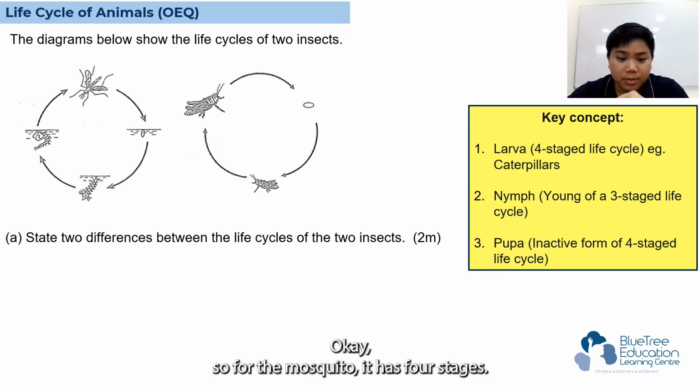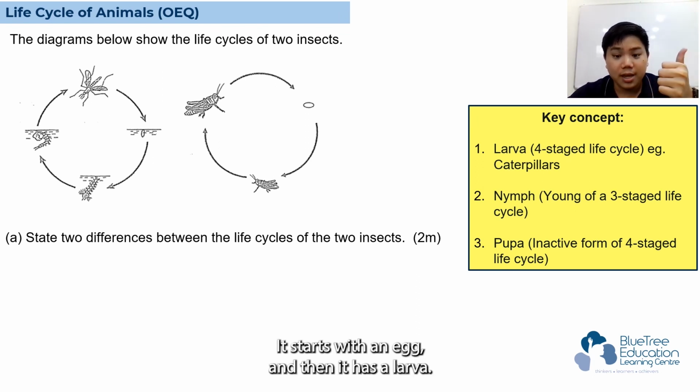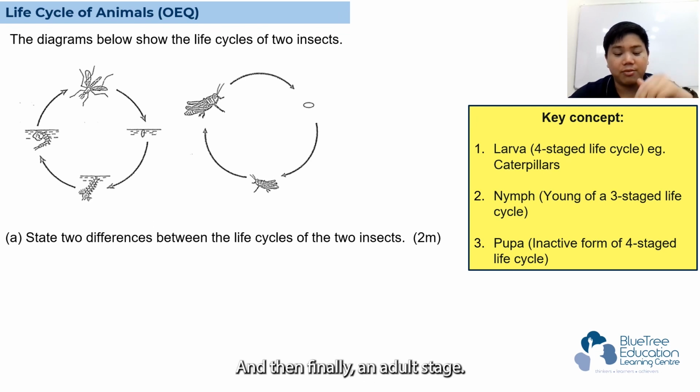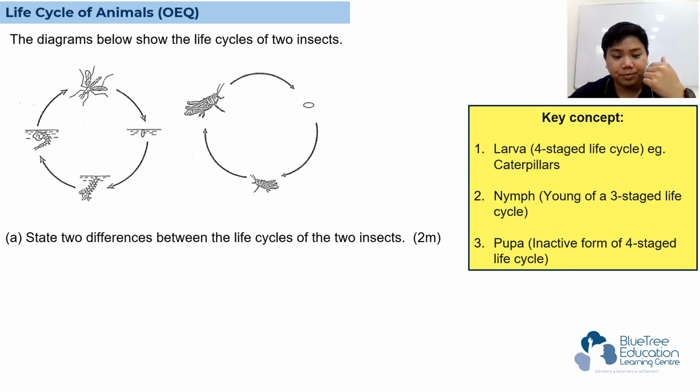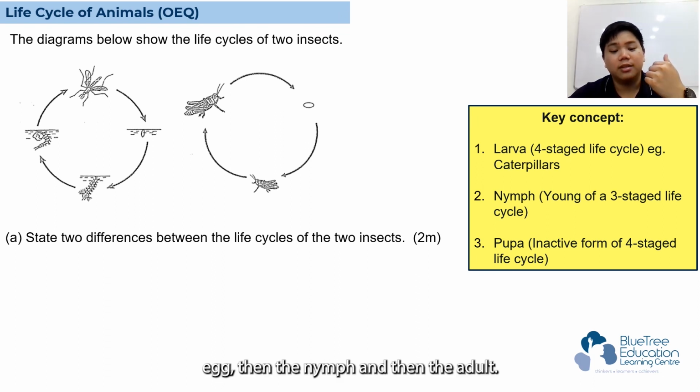For the mosquito, it has 4 stages. It starts with an egg, and then it has a larva, and then after that, it has the pupa stage, and then finally an adult stage. For the grasshopper, it is the egg, then the nymph, and then the adult.